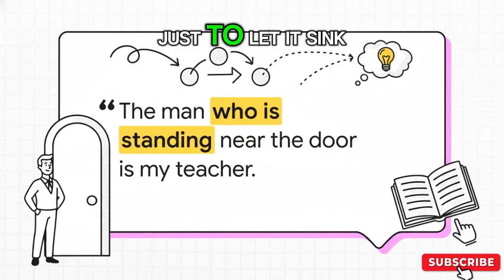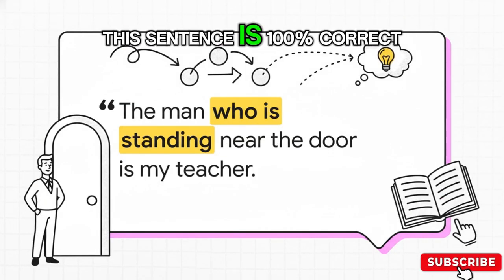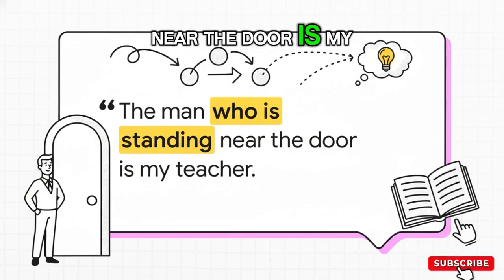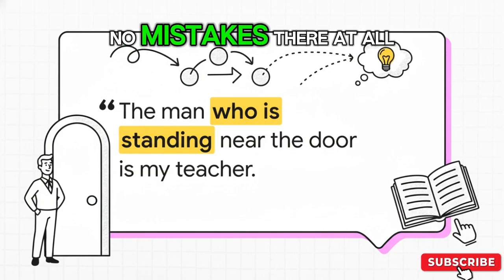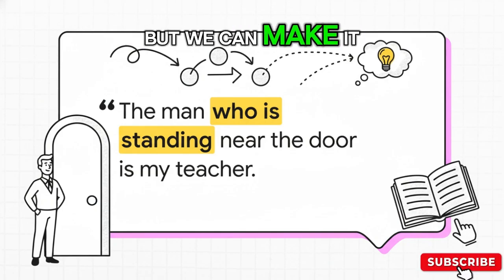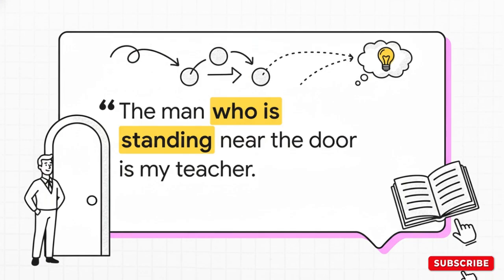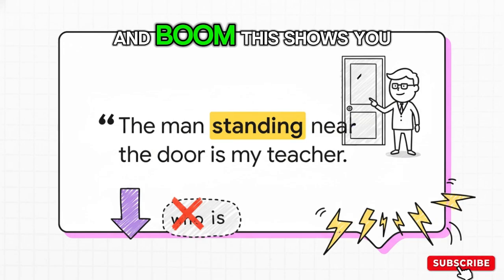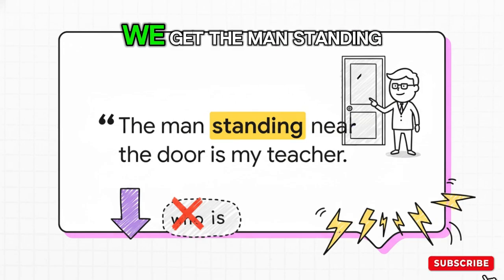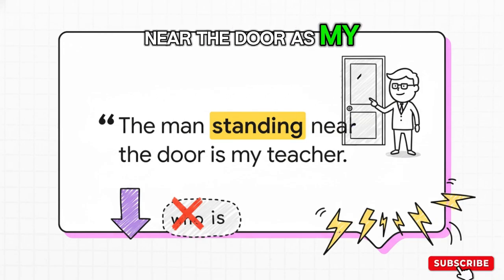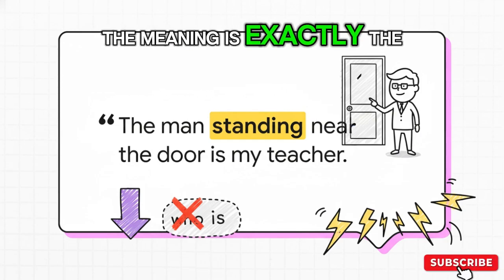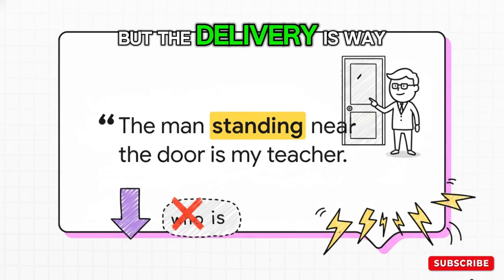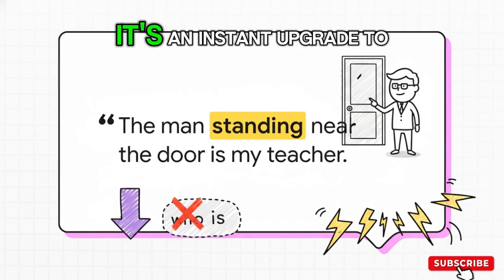Let's look at another one, just to let it sink in. This sentence is 100% correct. The man who is standing near the door is my teacher. No mistakes there at all, but we can make it sound even better. And boom, this shows you the power of reduction. By dropping who is, we get the man standing near the door is my teacher. The meaning is exactly the same, but the delivery is way more direct and natural. It's an instant upgrade to your English.